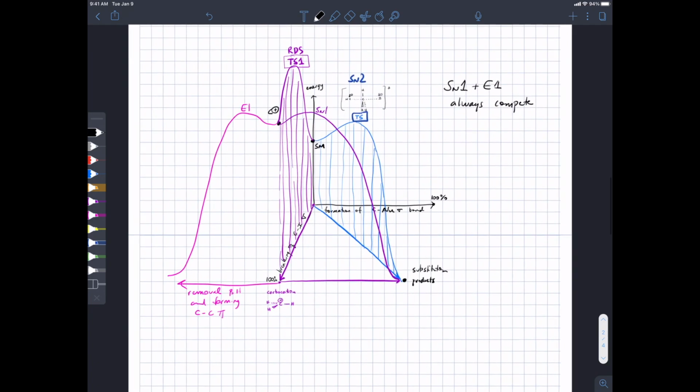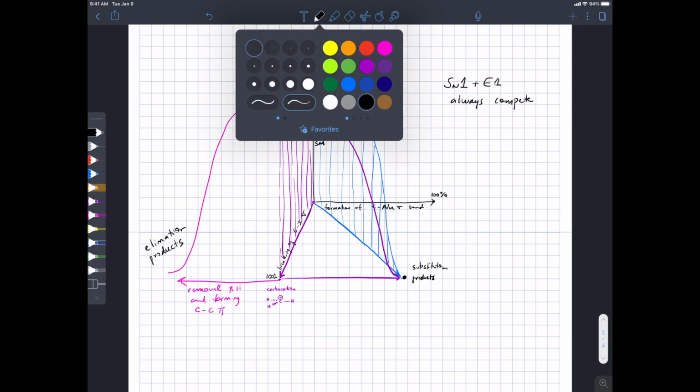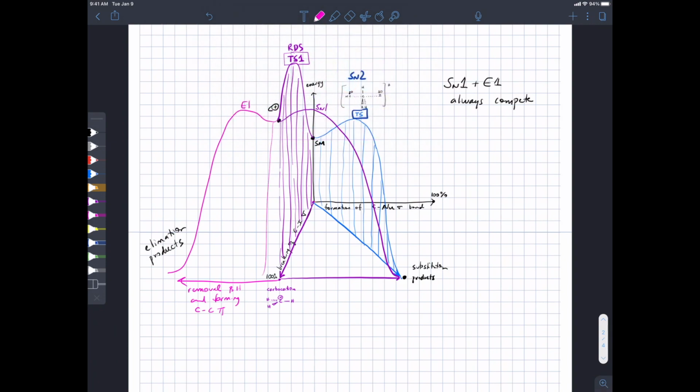Okay? And someone is asking, is there a reason why I drew the elimination products higher in energy than the substitution products? No, I don't mean to say anything at all about the relative stability of the elimination and substitution products. So whatever energy difference appears to be there is not implied and shouldn't be interpreted as meaningful or anything you need to master. Okay, other questions?